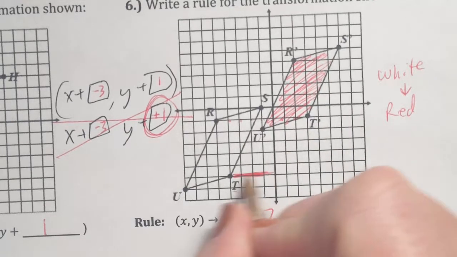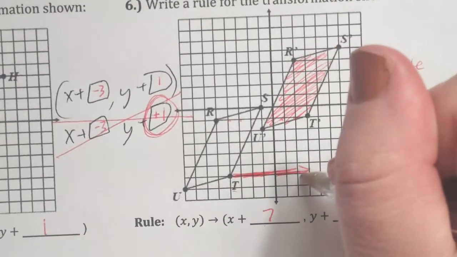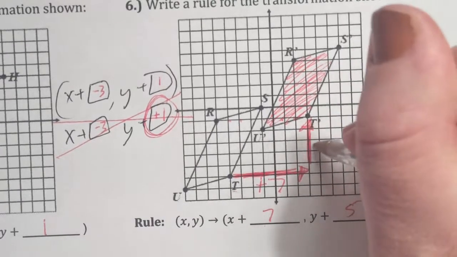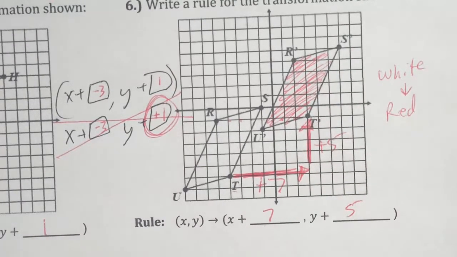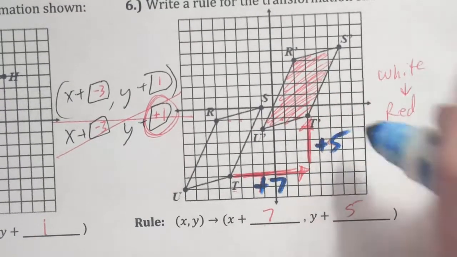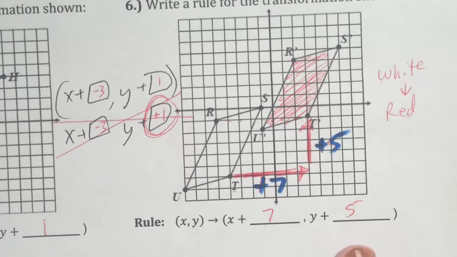So maybe T would have been our better way to do that. So that's positive 7, and then a positive 5, right? So you can see that a little better. Positive 7, positive 5. Okay, so 7 and 5. That's how you would type in that answer. 7 and 5.